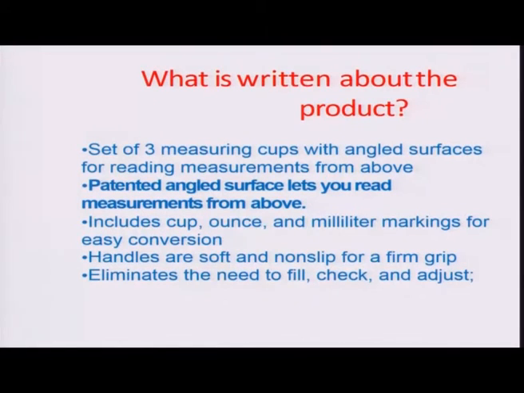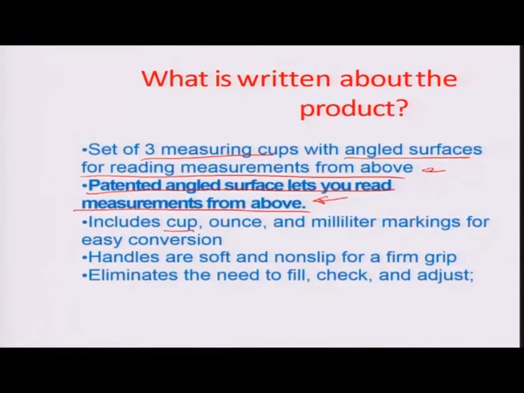When we look at the statement related to the OXO Good Grips cup, the statement says set of 3 measuring cups with angled surfaces for reading measurements from above. The patented angled surface lets you read measurements from above. So, this is what they are stressing most, and this is probably the most important problem associated with checking the meniscus level from the sides every time in such measurement systems.